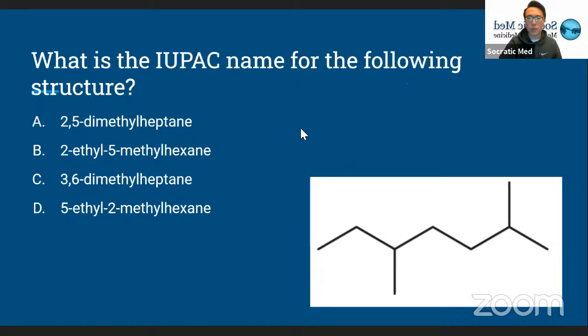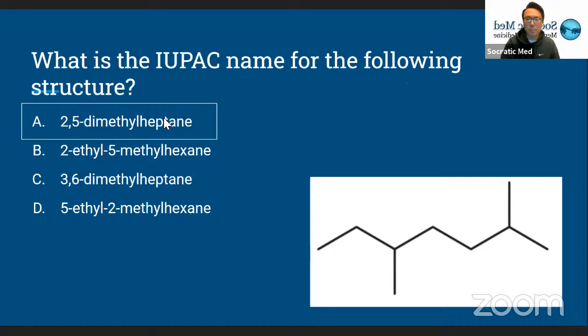Okay, so everyone clicked choice A, and that's the correct answer. In this one, the longest chain is pretty obvious. It's the one in the middle. It has 7 carbons, so it'd be heptane. And with the 2 methyl groups coming off of it, you have to show that there are 2 methyl groups, so you put dimethyl.